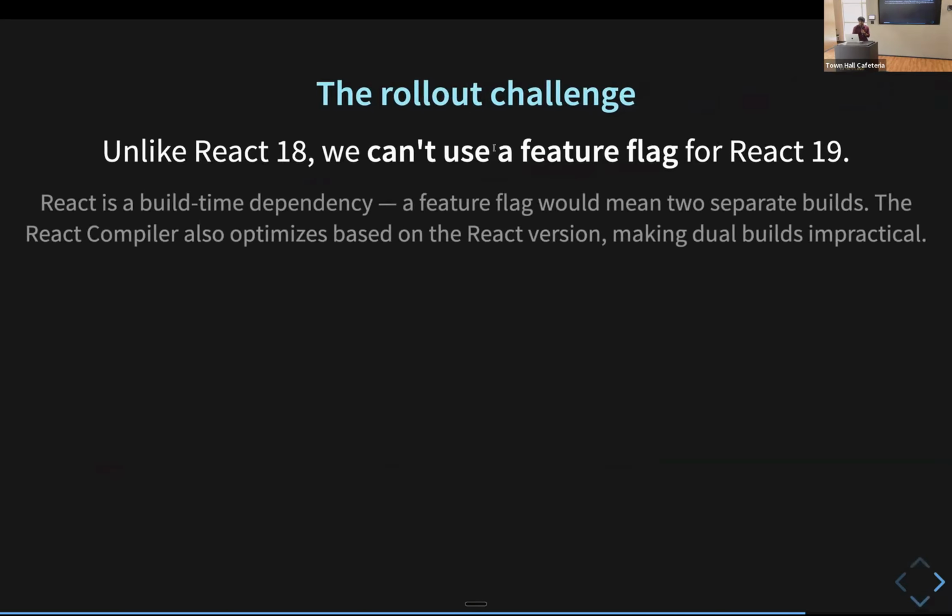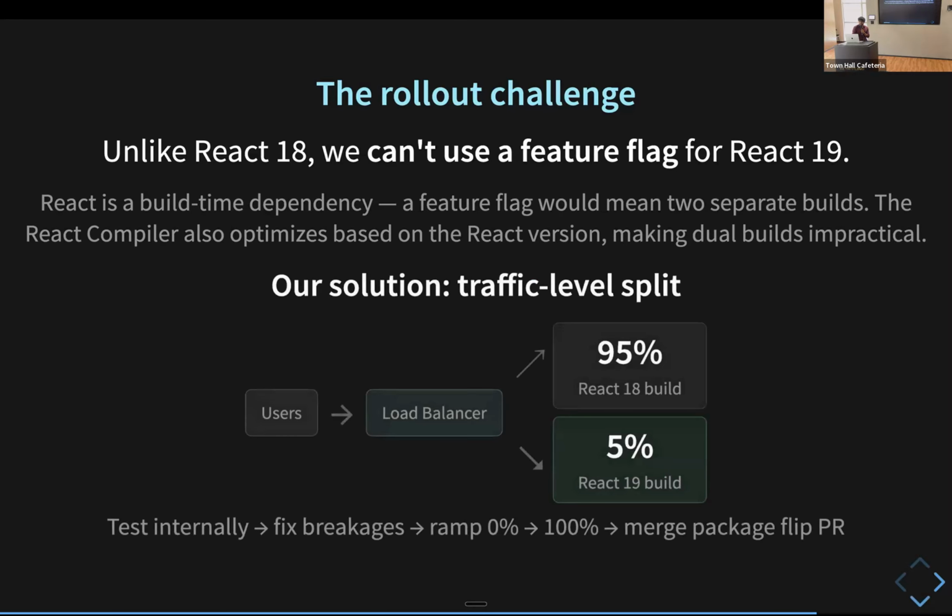So what challenges did we face with rolling out React 19? Unlike React 18, we couldn't use a feature flag approach because React, in general, is a build-time dependency, right? It would create a separate build. You can go around it with hacks like having multiple versions of React in your code base, but that's not ideal. It would introduce a lot of other edge cases and issues as well. And if you have React Compiler like us, you won't be able to do that.